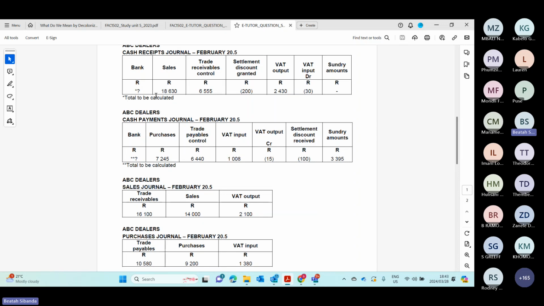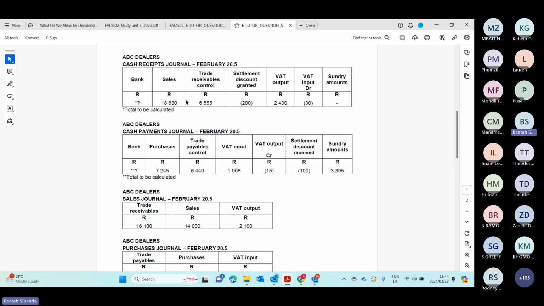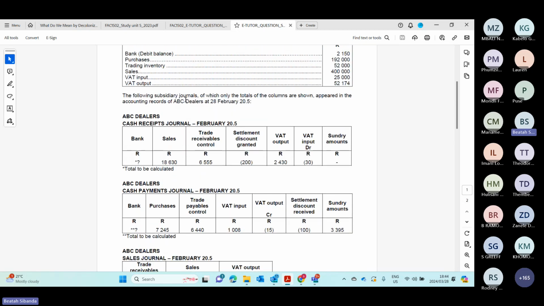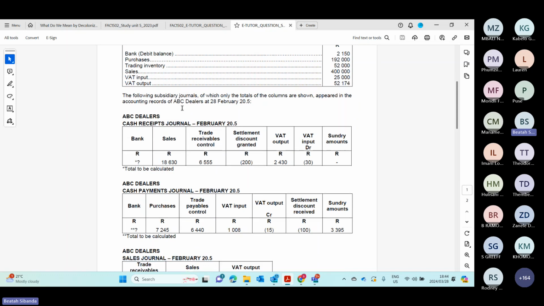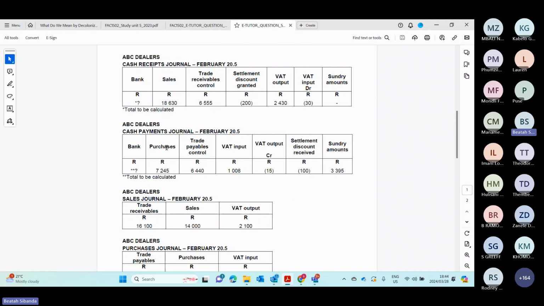Okay, these sales that we have here in the cash receipts, these are the cash sales. Remember, we are differentiating between the credit sales and the cash sales. So anything that appears in the cash receipts journal is your cash sales. If it doesn't appear in the cash receipts journal, then it means it was on credit.